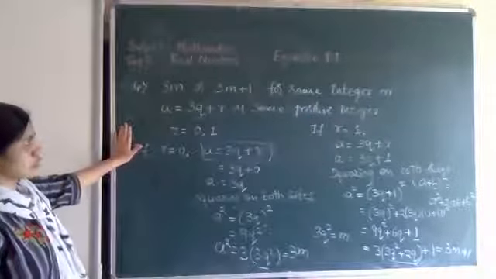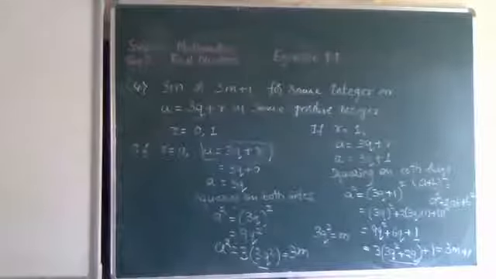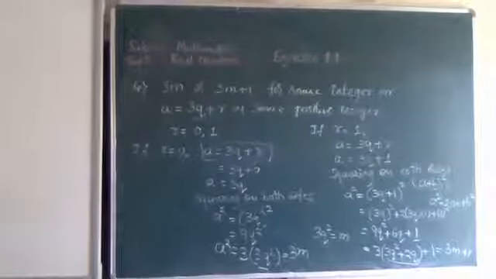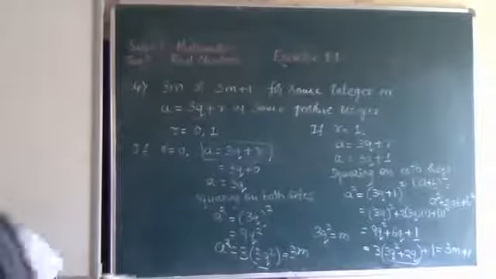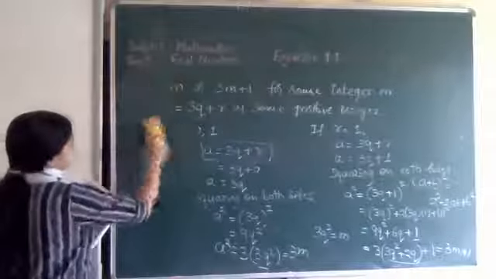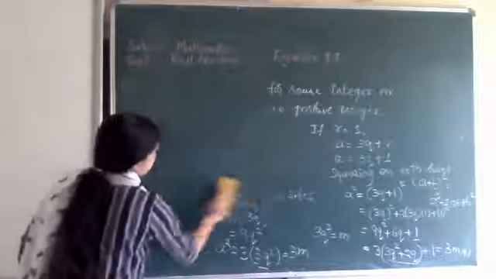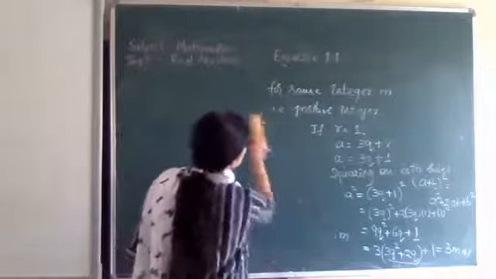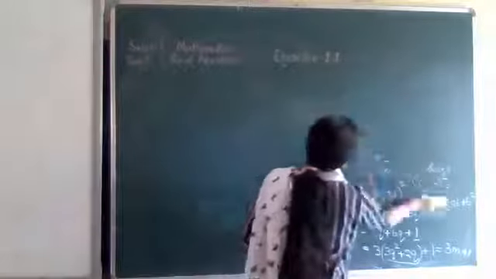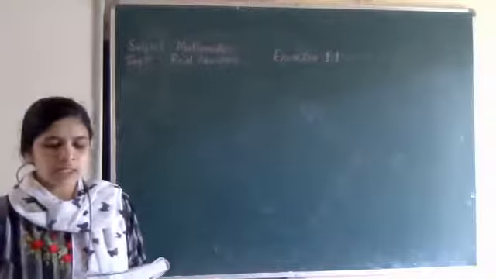This is your fourth question. And you have a similar question. The next question is similar to the fourth question. Use Euclid's division lemma to show that the cube of any positive integer is of the form 9m, 9m plus 1 or 9m plus 8.